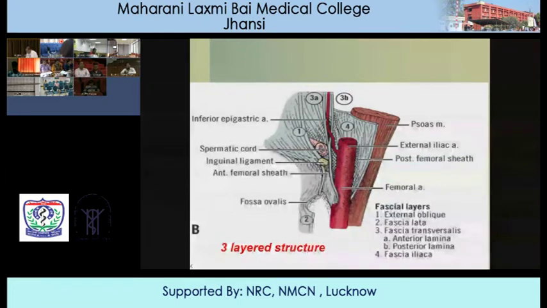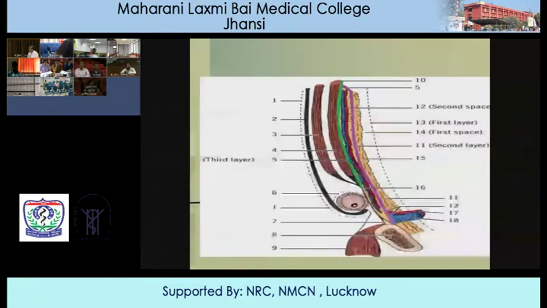Now let's look at these two layers. See this picture, right from external oblique, internal oblique, transversus abdominis. Now see the green line and the purple line: layer number one, transversalis fascia, layer number two, transversalis fascia. And then see this yellow, that is layer number three. See where the vessels are going, the vein and the artery. Where are they going? Between the green and the purple, that means layer one and layer two.